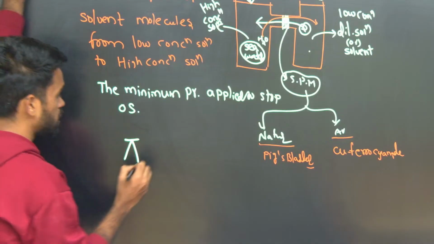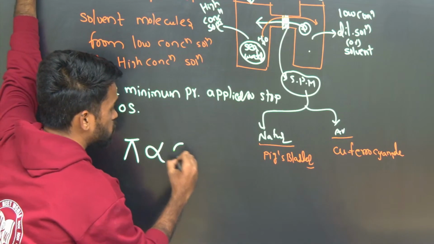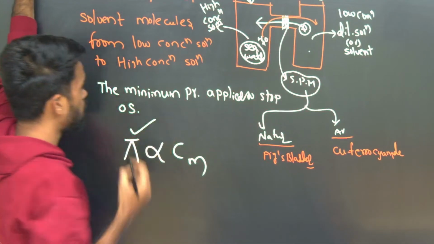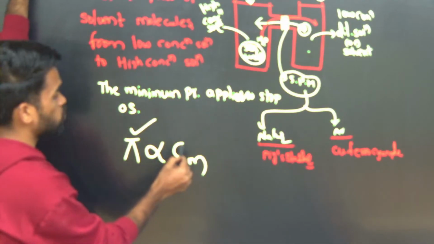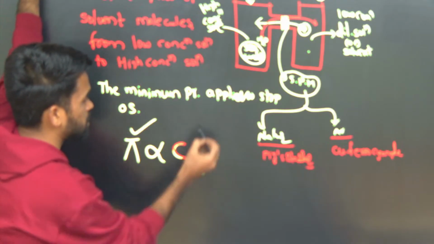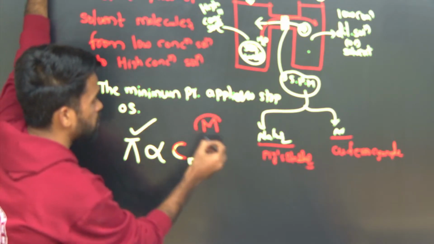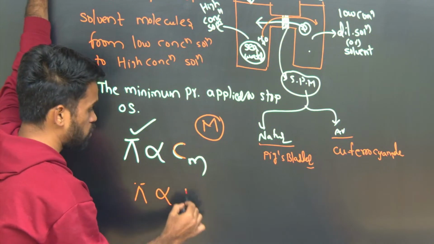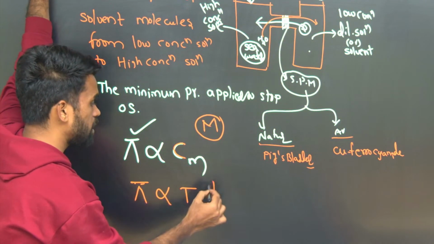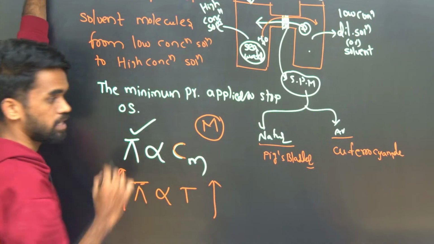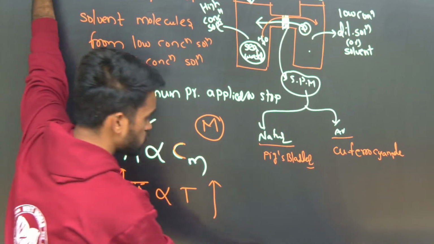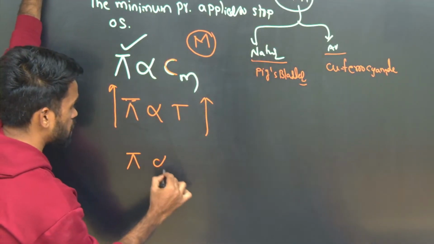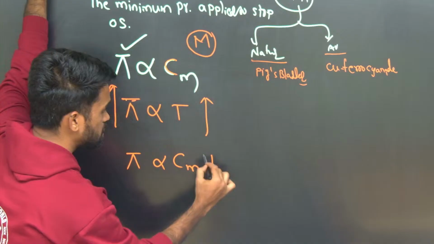It depends upon the molar concentration of the solution. So if more concentration, more will be the osmotic pressure. So I am writing this, what is this Cm? It's the molar concentration, that is nothing but the molarity of that solution. Okay, and osmotic pressure is also directly proportional to temperature. If temperature is increased, osmotic pressure also increases. So by combining these two, pi is directly proportional to molar concentration and temperature.